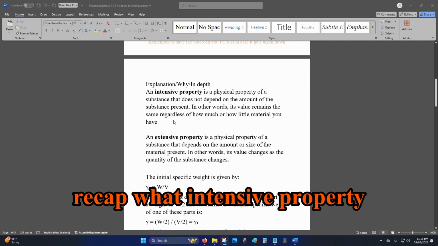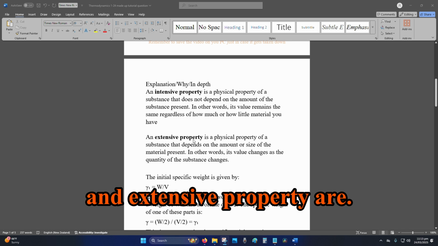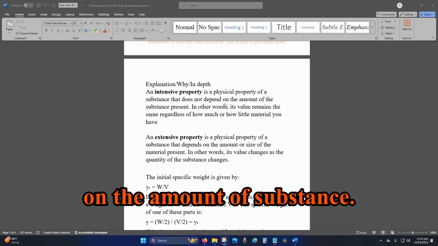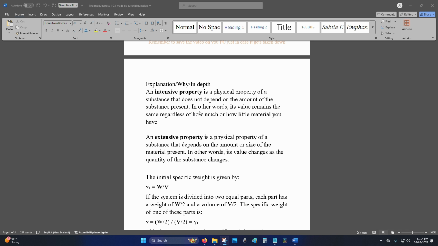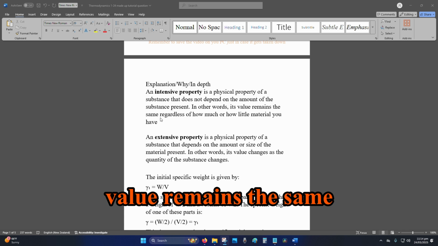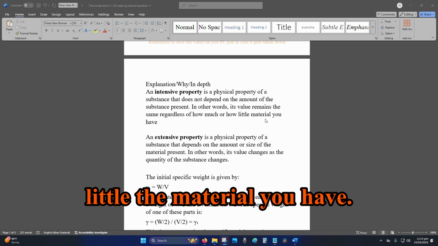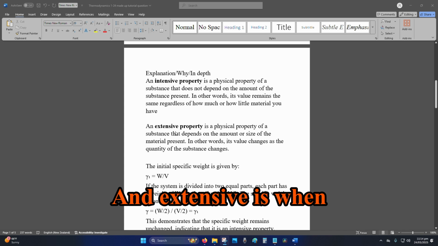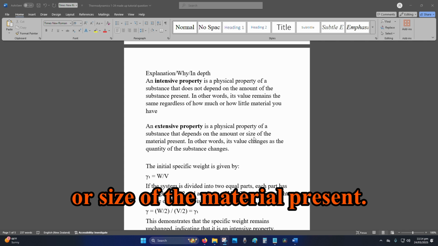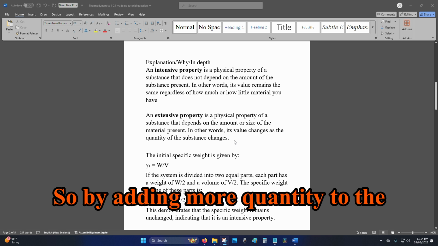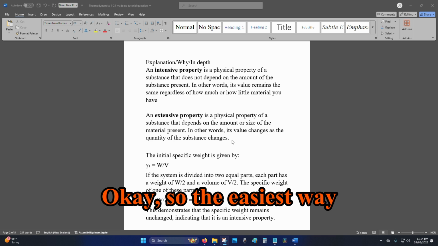So first of all, let's recap what intensive property and extensive property are. Intensive property does not depend on the amount of substance. In other words, the value remains the same regardless of how much or how little of the material you have. And extensive is when it depends on the amount or size of the material present. So by adding more quantity to the substance, it changes.